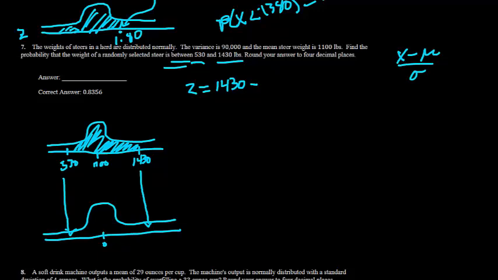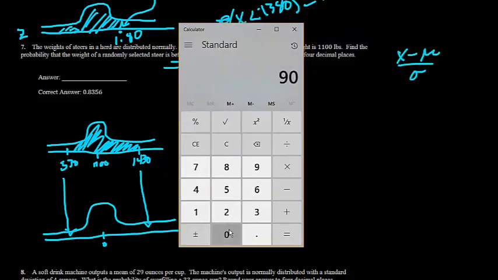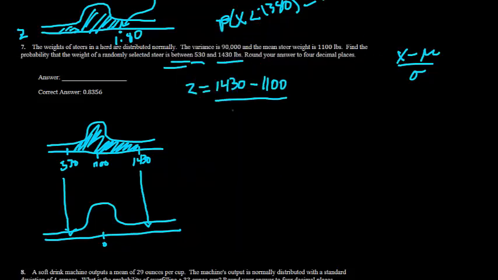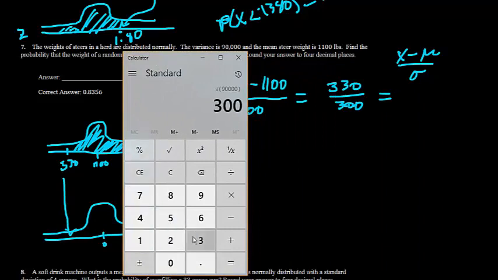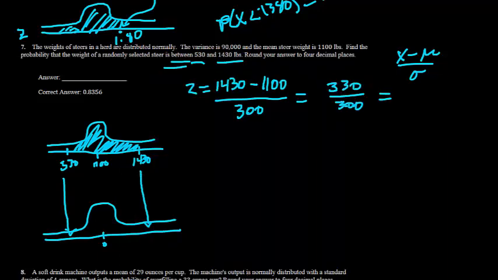And the mean is 1,100 divided by the square root of 90,000. So that shouldn't be too hard. It should be 300, but let's see. The square root of 90,000 is 300. So 330 over 300 should be equal to 1.10. Let's bring out the calculator again. 330 divided by 300 equals 1.10. Excellent.